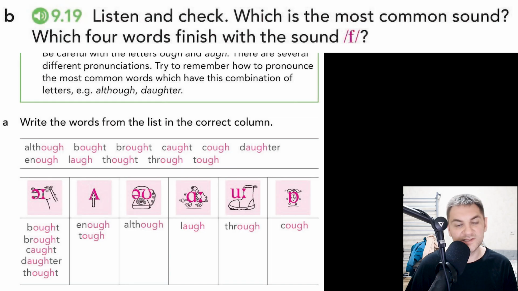Activity B. Listen and check. Now listen to the audio. It will read all the words grouped by sound. As you listen, check your answers. Did you put the words in the right columns?